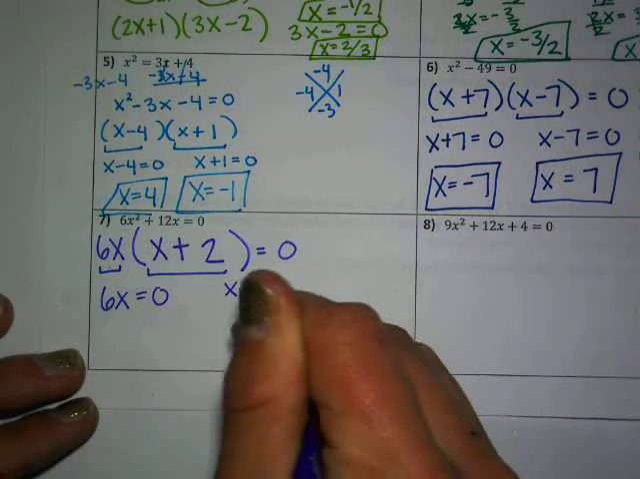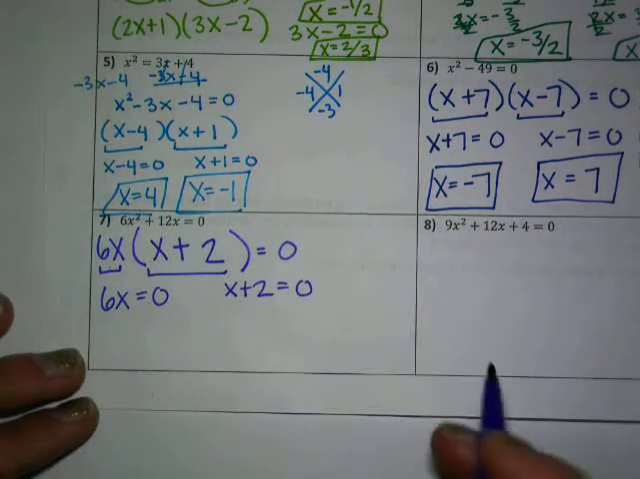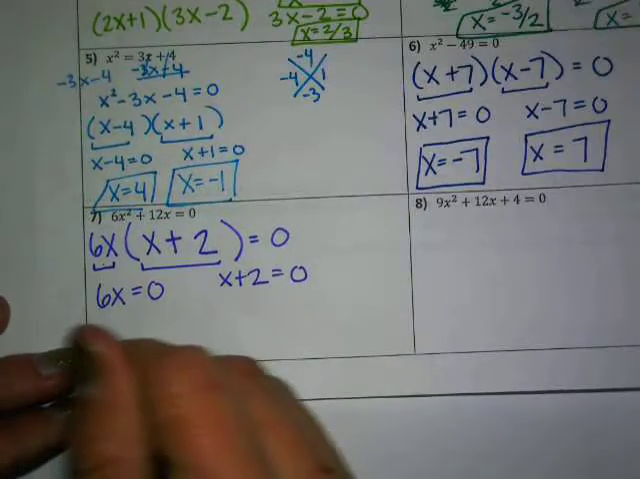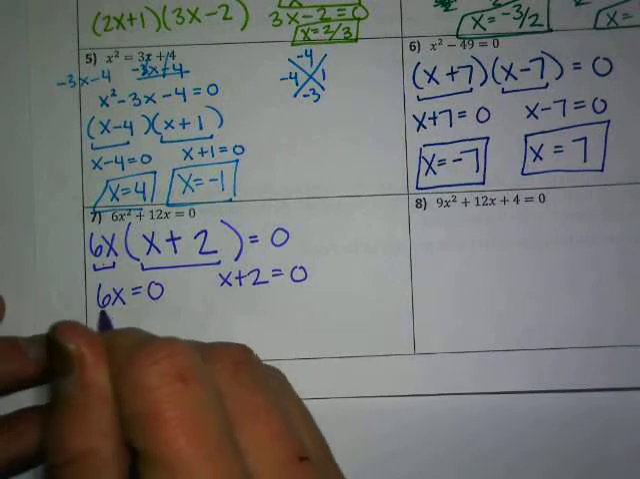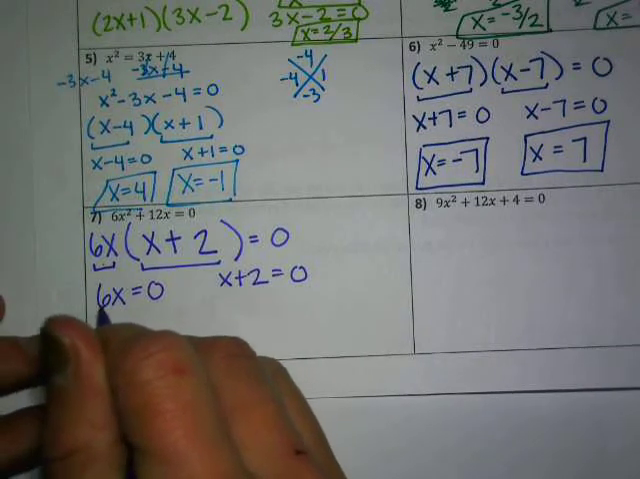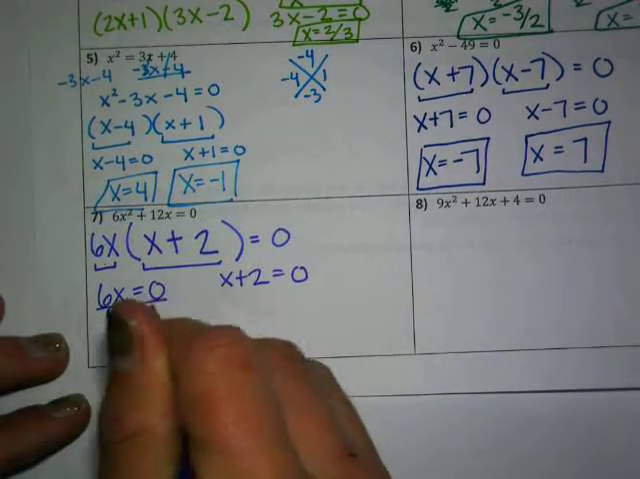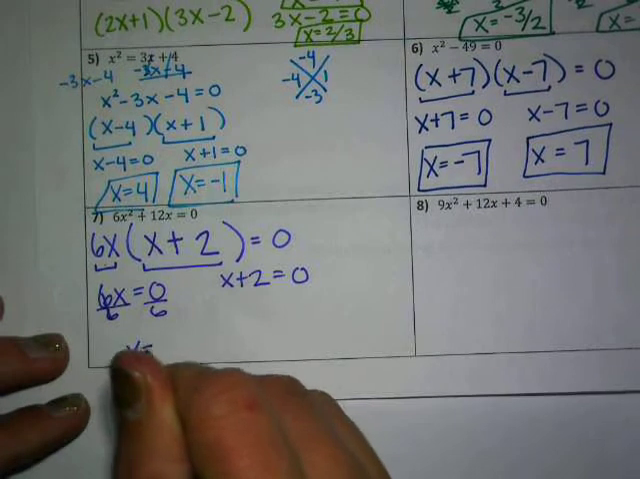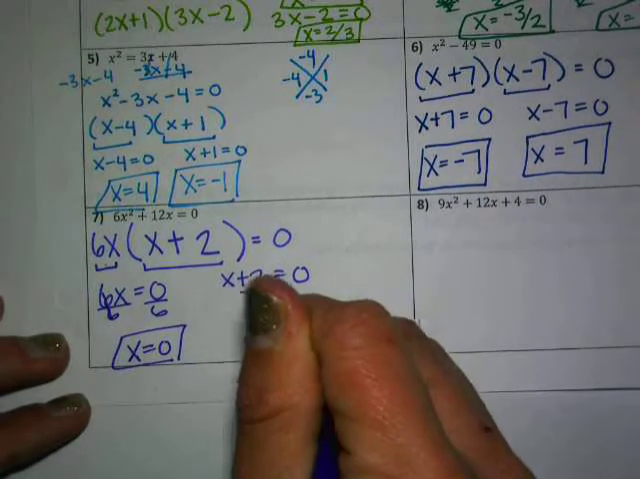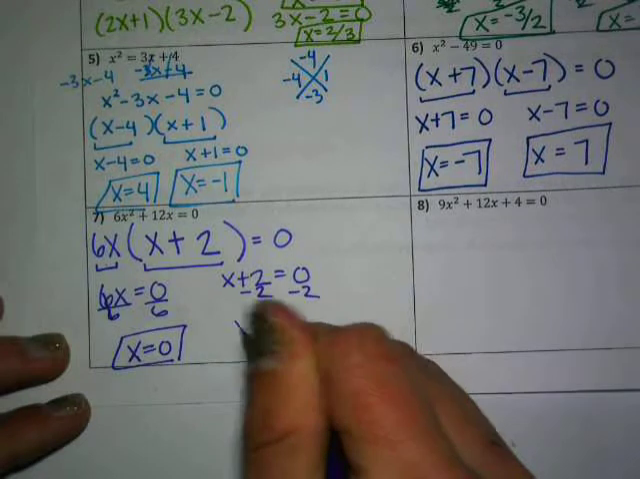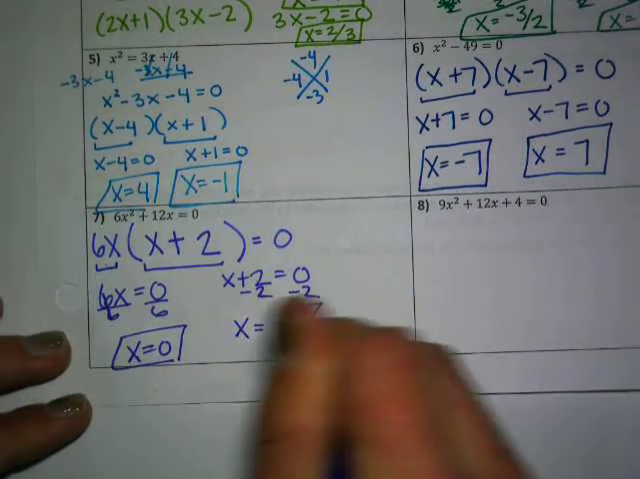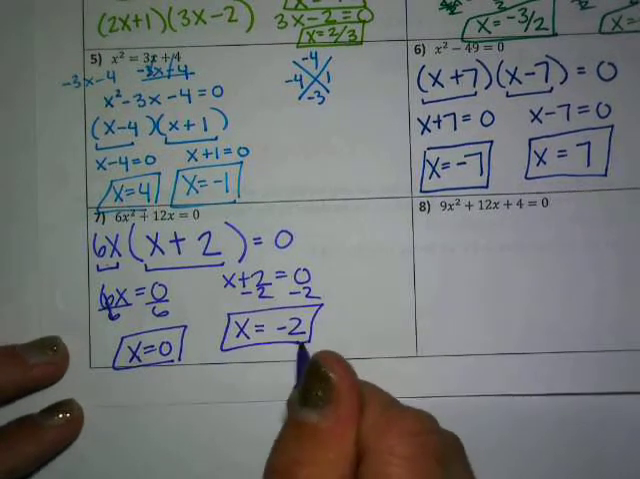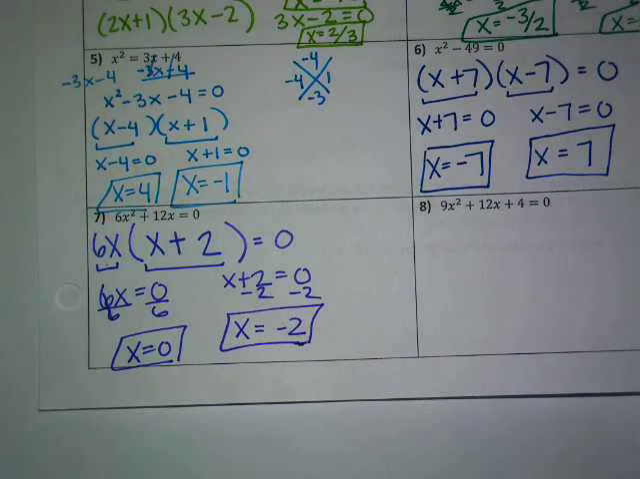Take x plus 2, equal it to 0. And then you do some math. The first one is x equals 0 because you divided 0 by 6. And then x minus 2, right? Yes, I mean, -2. All right, so divide by 6, you get x equals 0, minus 2, and you get x equals -2.